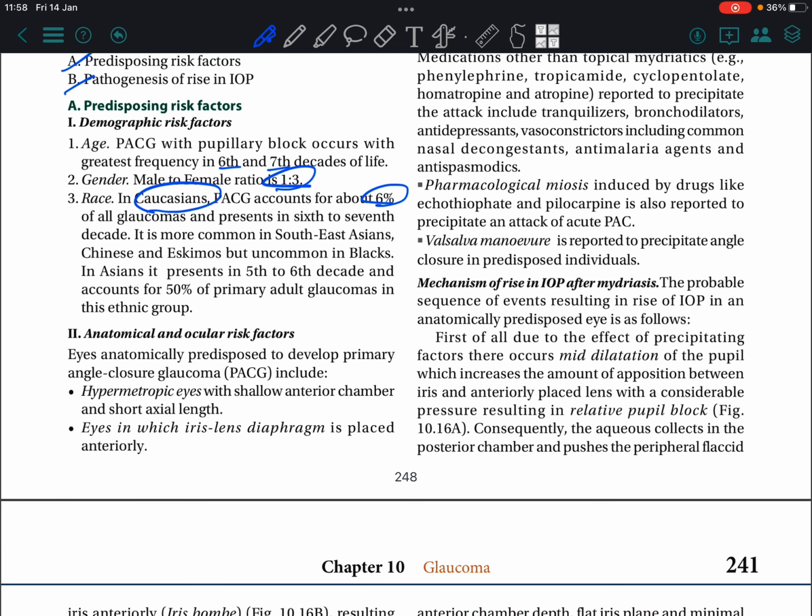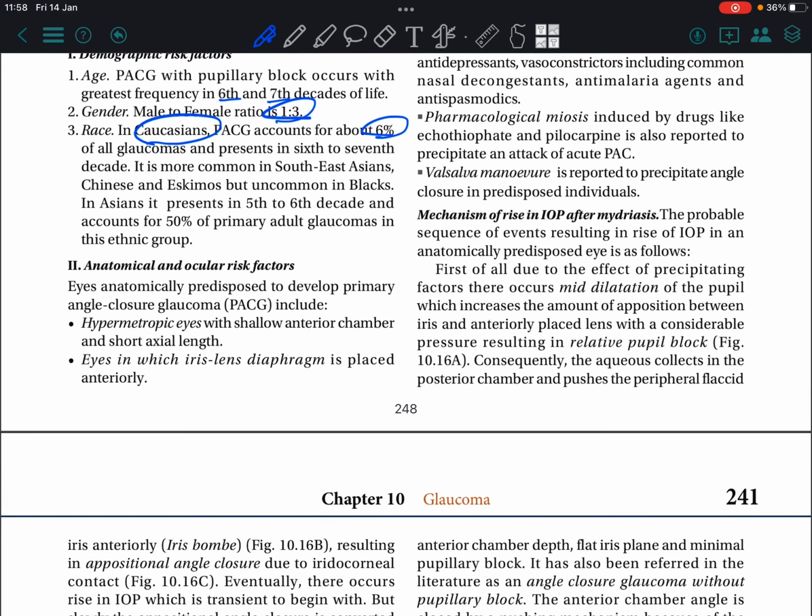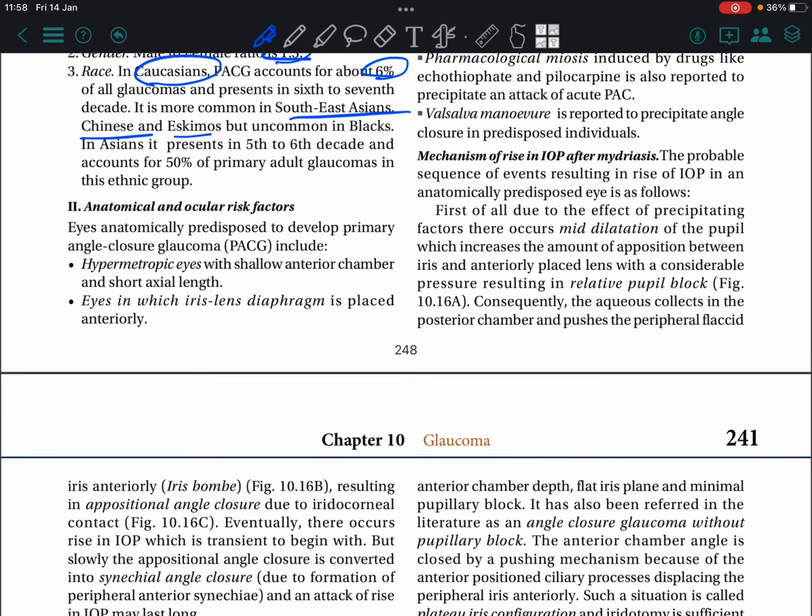PACG accounts for 6% of all glaucoma present in the 6th to 7th decade. It is more common in Southeast Asians, Chinese, Eskimos, etc. It is uncommon in blacks.